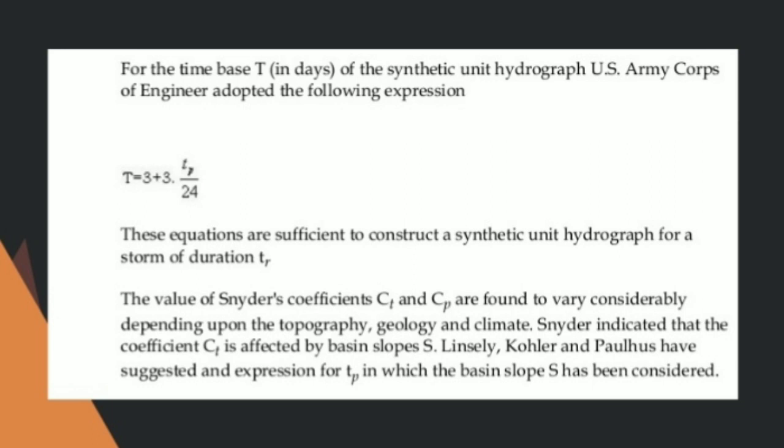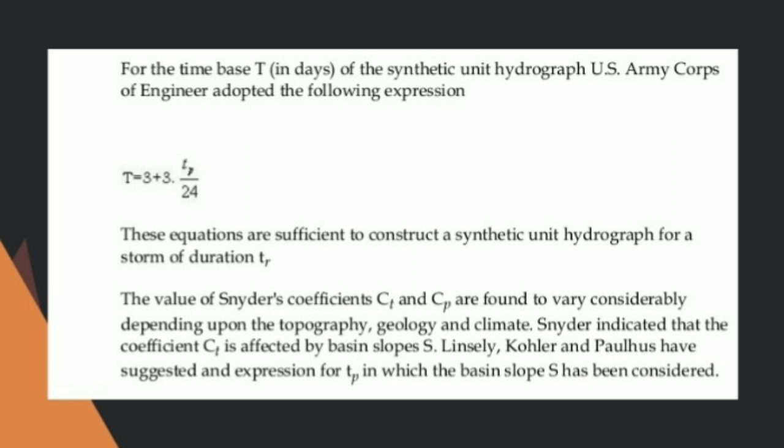The values of Snyder's coefficients C sub t and C sub p are found to vary considerably depending upon the topography, geology, and climate. Snyder indicates that the coefficient C sub t is affected by basin slope S.